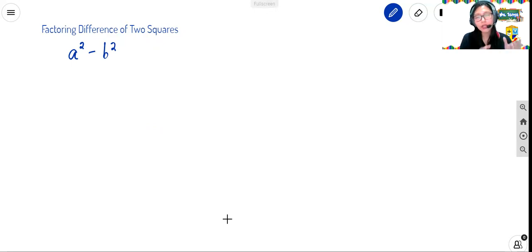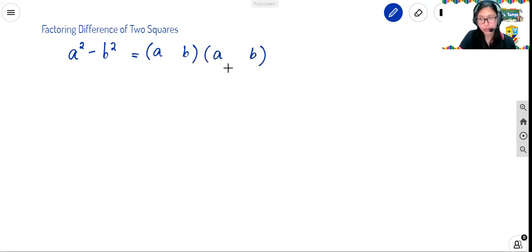So again, the two terms of the binomial are perfect squares. So how do we find the factors of this kind of expression? It's simply, you just get the square root of both of the terms. So of course we have two factors. Just write the square root of the two terms in both of the factors, and then one is minus and the other one is plus.